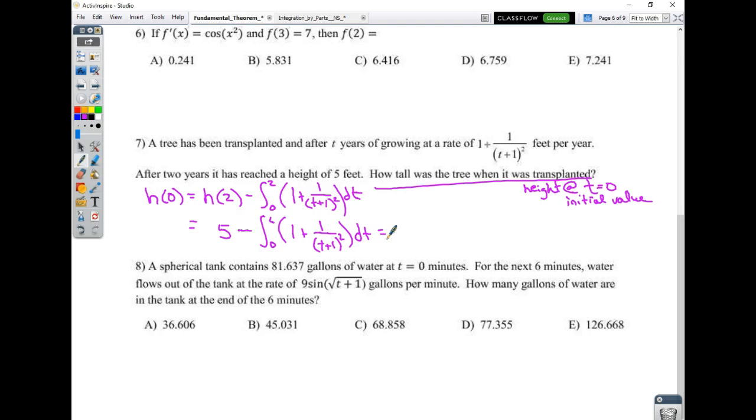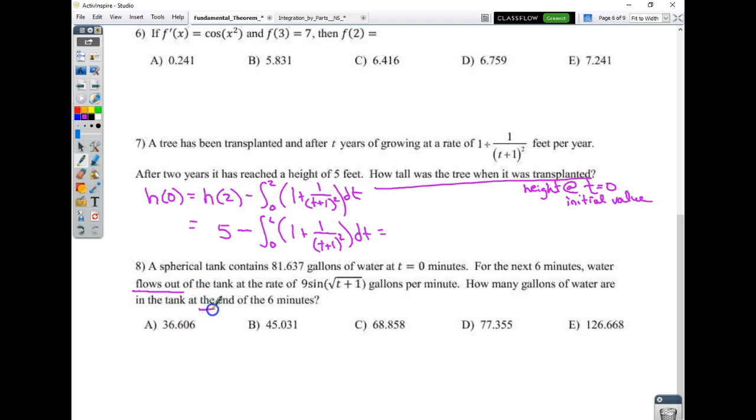So we're looking at 8. A spherical tank contains a lot of water. At least it's a lot if I were drinking it. Of gallons at t equals 0 minutes. For the next 6 minutes, water flows out. There you go, folks. This is what I was talking about up top. You have outflow from the tank at a rate of 9 sine of the square root of (t plus 1) gallons per minute. How many gallons of water are in the tank at the end of the 6 minutes?